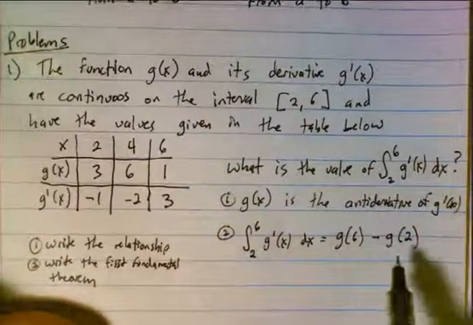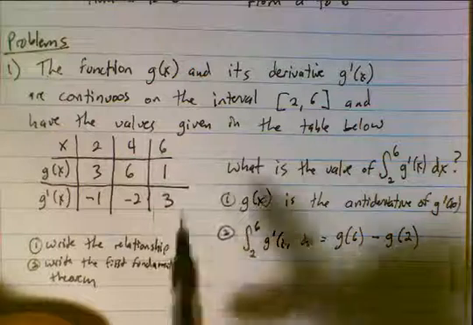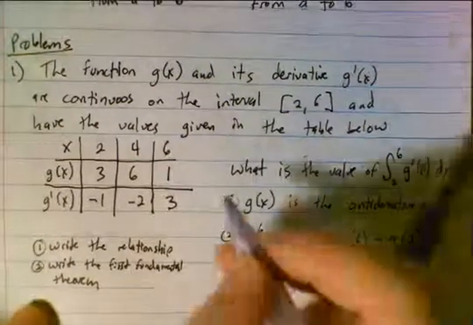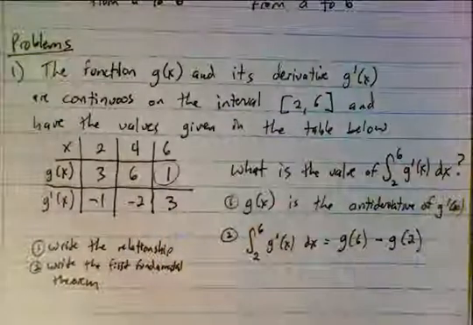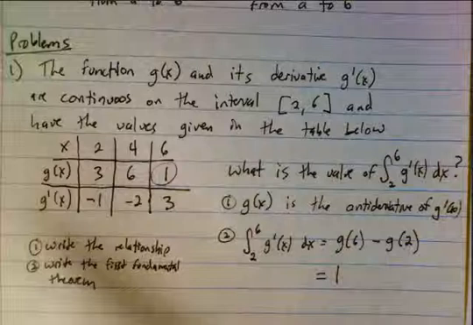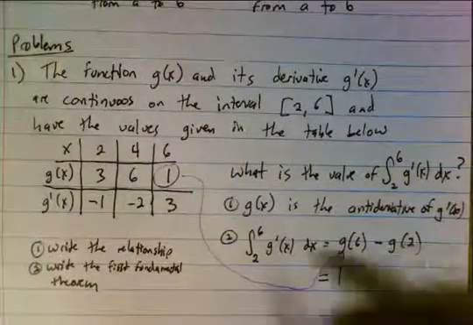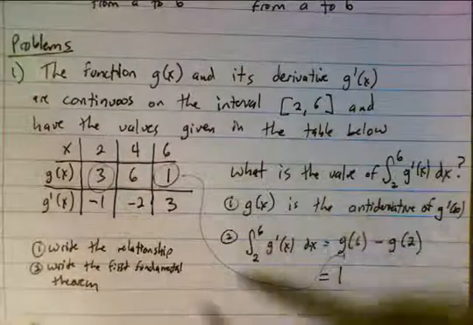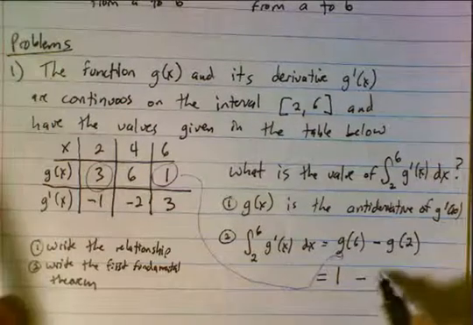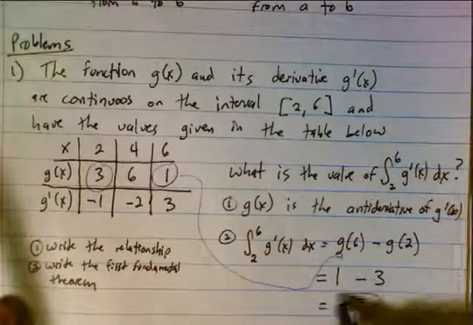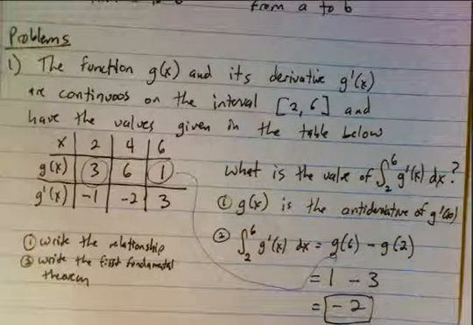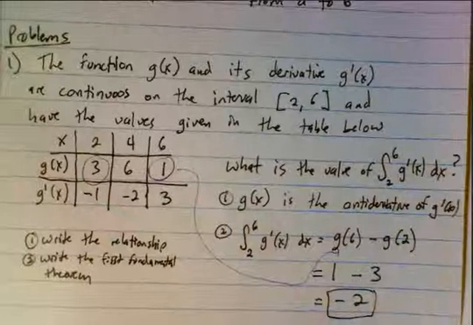So once we have that, g of 6 we know right here. It's in the table. It's 1. G of 2 is right here. It's 3. Voila. The problem is not a difficult one.